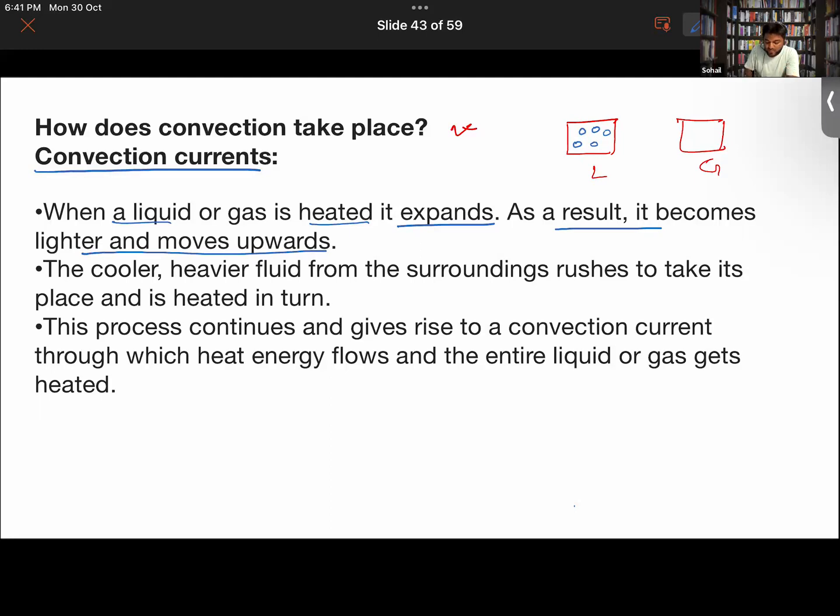So they have spaces between them. Thereby, what will happen? They can move freely from here to there. That's how they will conduct the heat. That's how they will move in the fluid. I hope that is clear now. So because particles of liquids and gases are free to move, the process of convection is seen in them only. So why can convection not be seen in solids?